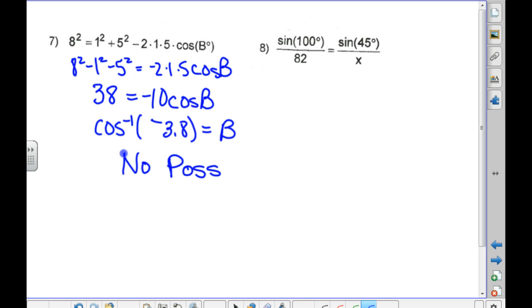Now, can I talk briefly about why that is? Because this will help you on the ACT next week or 2 weeks. There's a rule from geometry that says the sum of any two sides has to be bigger than the third side. Does that sound familiar? So 1 plus 5 has to be bigger than 8. Does that work? No.